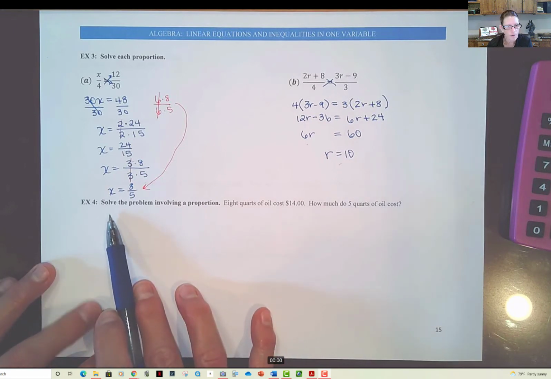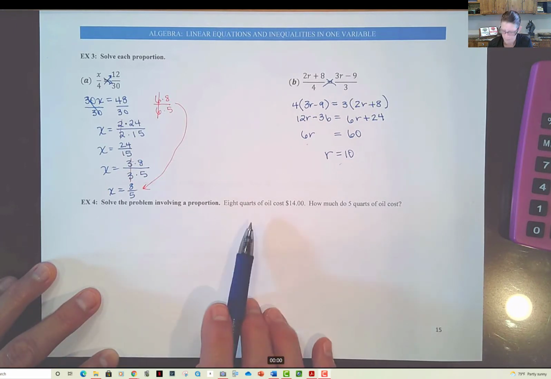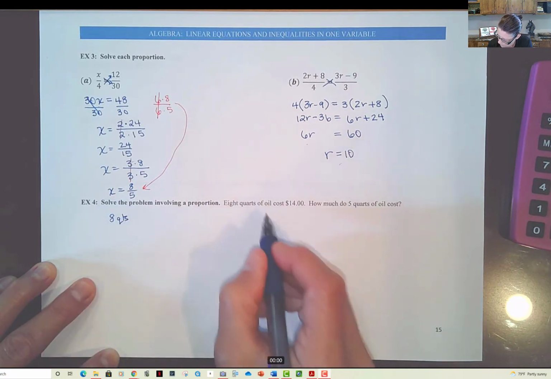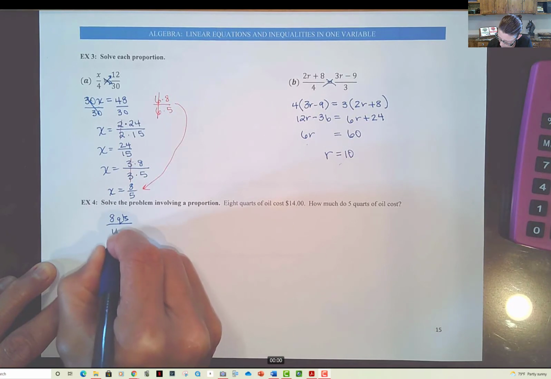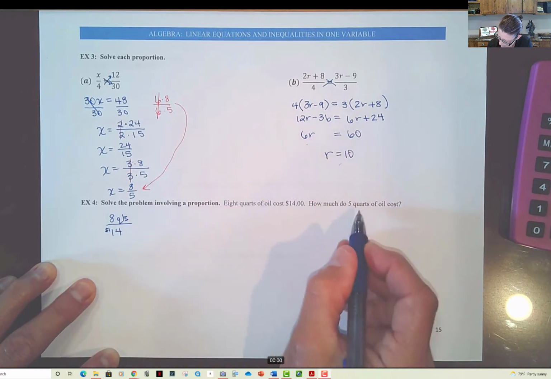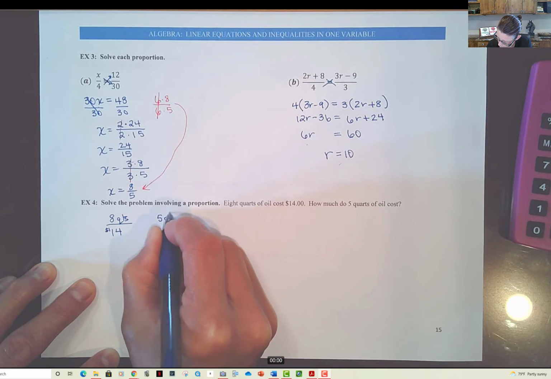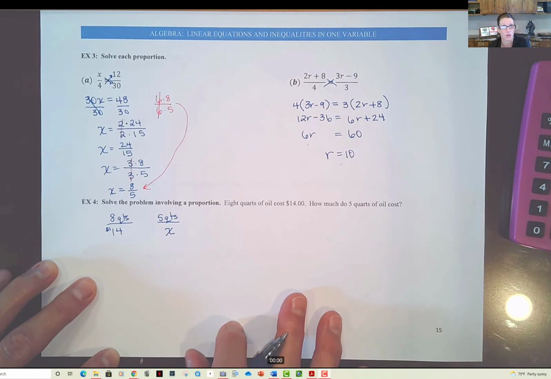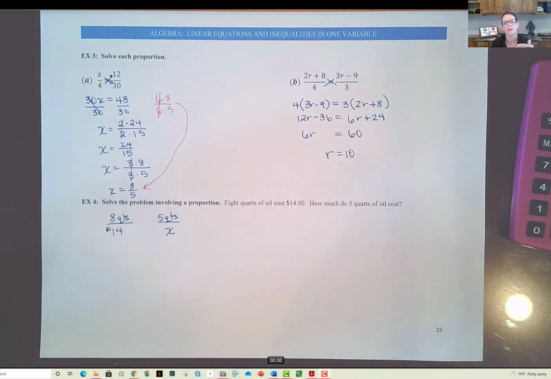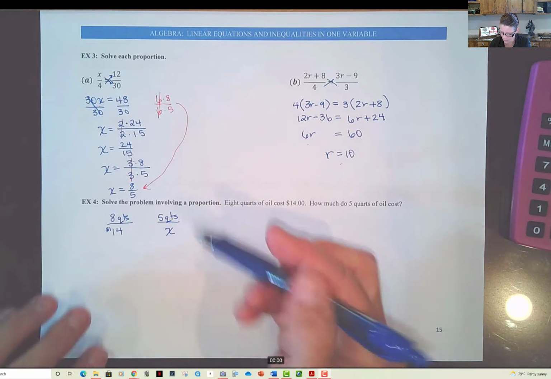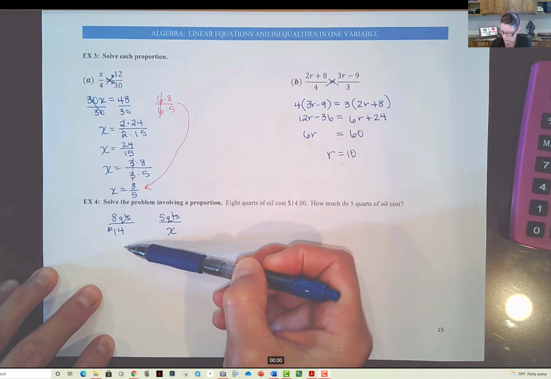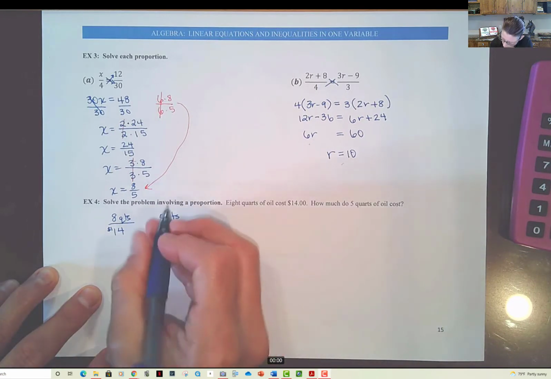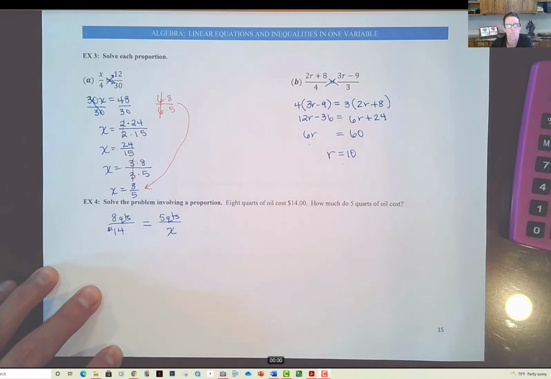Let's see, in example 4, we're going to solve a problem involving a proportion. If 8 quarts of oil cost $14, how much do 5 quarts of oil cost? And all you've got to do to solve these direct proportions is set up a couple of ratios, putting your units in the corresponding places. Okay, quarts to dollars, quarts to unknown amount in dollars. Okay, and then we're going to set those equal.